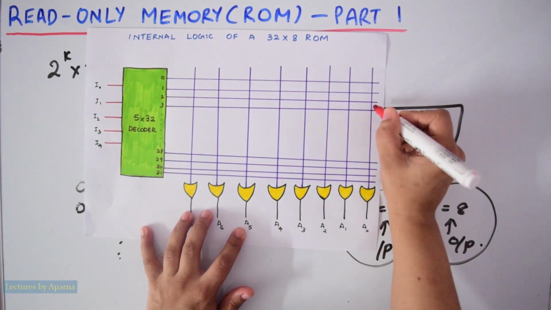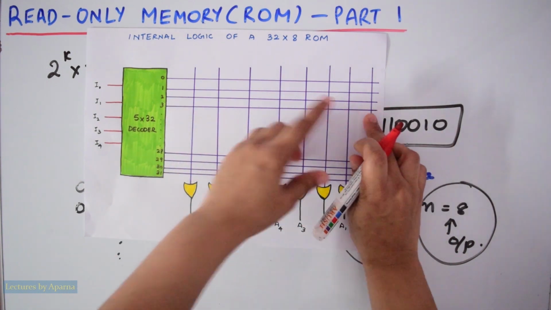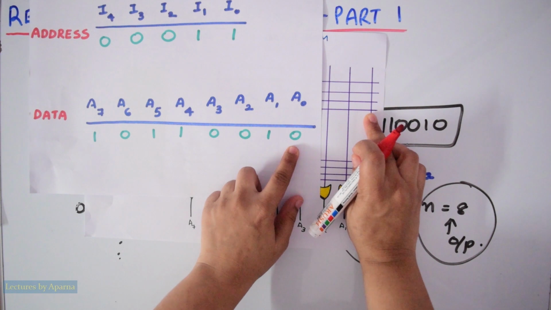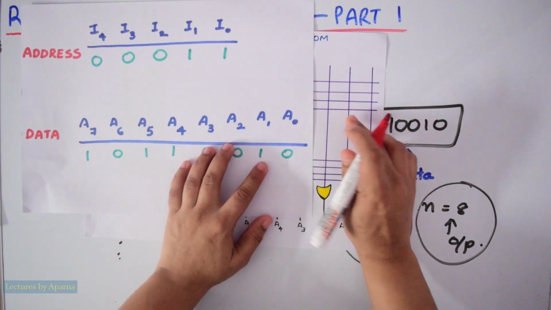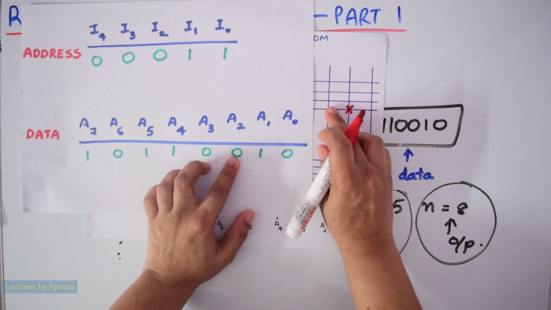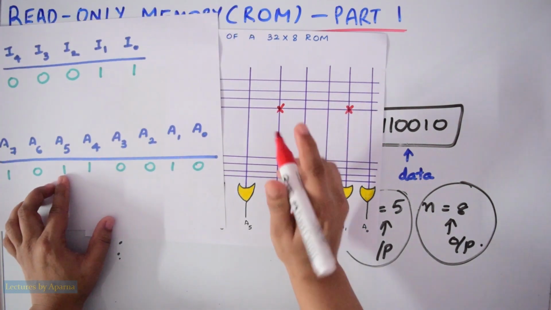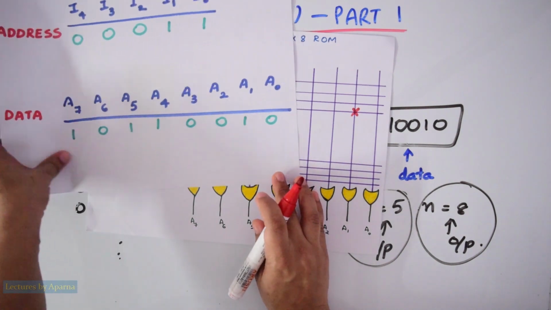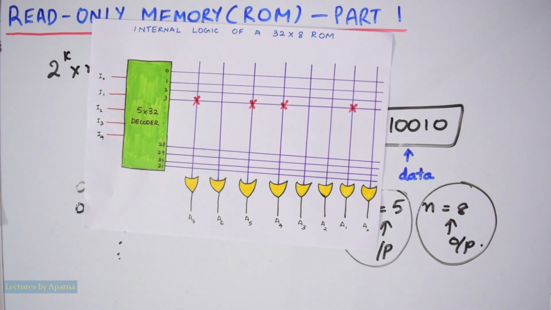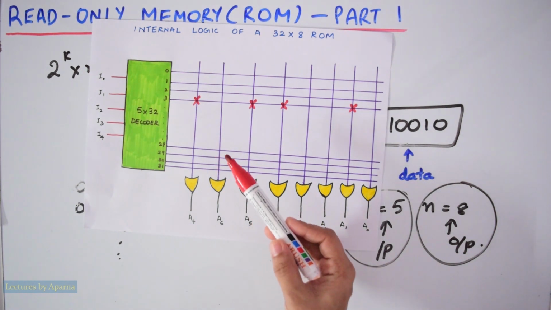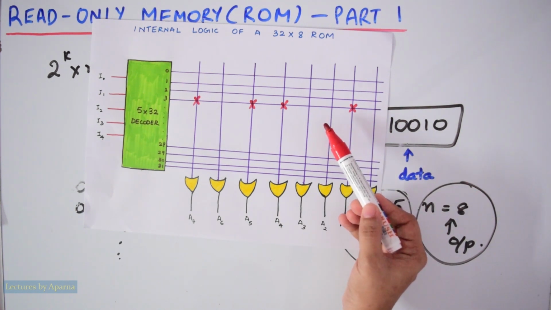At A0, for address 3, no connection because it is a 0. Now at A1, at address 3, you have to put an X. At A2 nothing, A3 nothing, A4 an X, A5 an X, A6 nothing, A7 an X. Every 0 in the data specifies no connection at that point, and every 1 in the data specifies a connection given at that point.